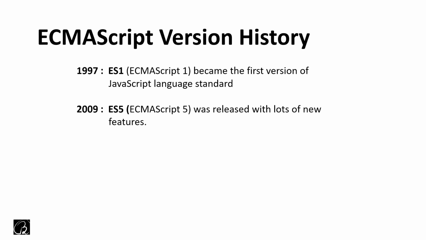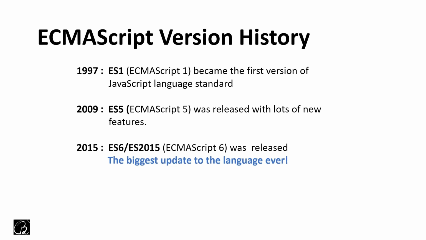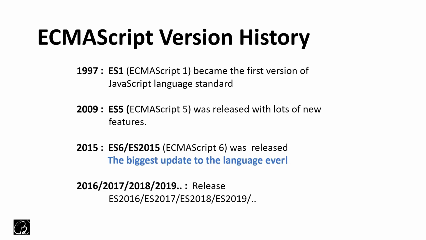In 2009, ES5, that is ECMAScript 5, was released with lots of new features. If you would like to know the basics of JavaScript, then at least you should know up to ES5. Then in 2015, ES6 or ES 2015, that is ECMAScript 6, was released. This was the biggest update to the language ever, with lots of features. After that, ES 2016, 17, 18, 19, one by one all the versions started coming.